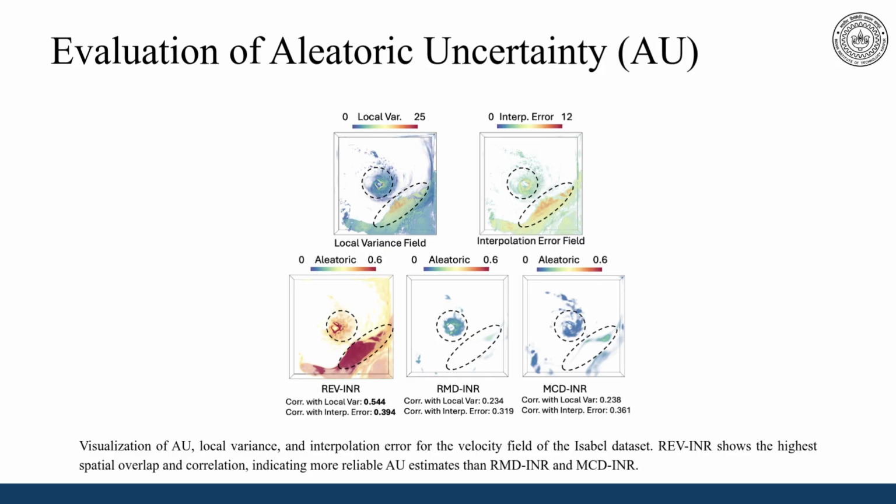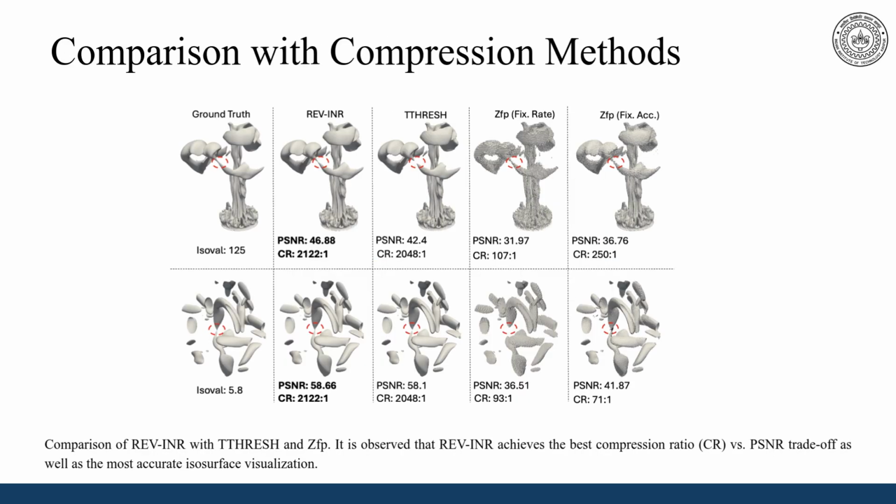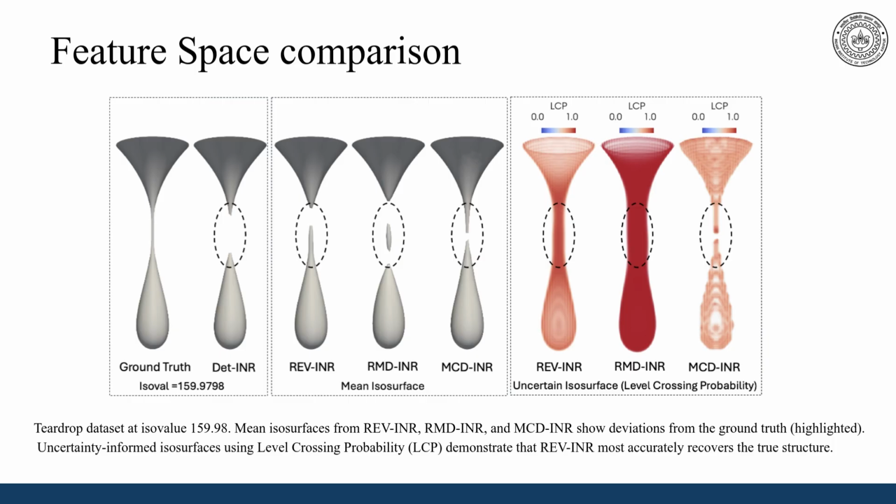Finally, we compare REV-INR with state-of-the-art compression techniques such as TTHRESH and ZFP. REV-INR preserves intricate isosurface structures more accurately and achieves the best compression ratio versus PSNR trade-off. Our results show that even when deterministic INRs achieve high PSNR, they can produce structurally incorrect isosurfaces. This highlights that global reconstruction metrics alone are not sufficient for reliable visualization.